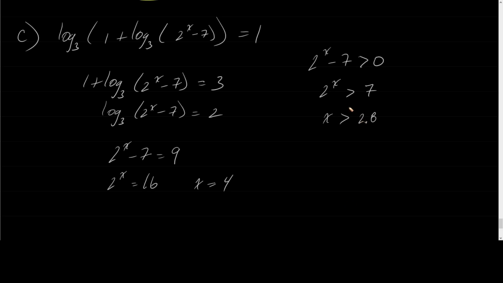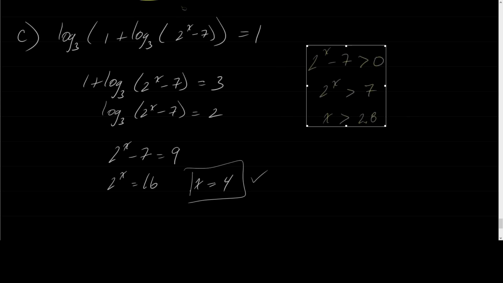Right? Which makes sense, because we know that 2 to the 3rd is 8. So it should be a very close answer. So we have that x must be greater than 2.8, which is good. All right. And I should have done all this in yellow. All right. So that was C. D.